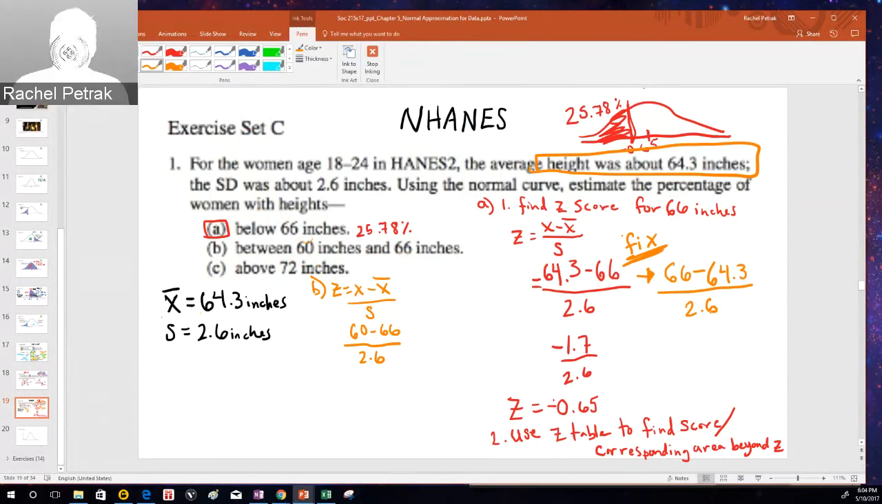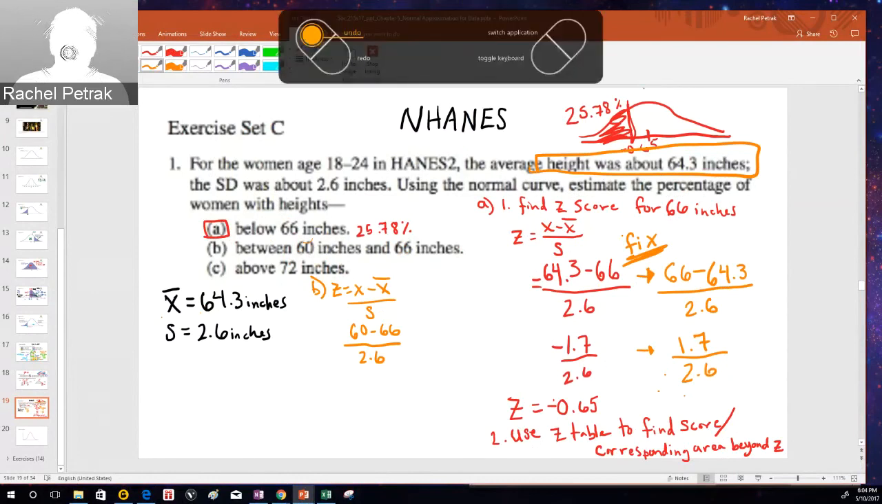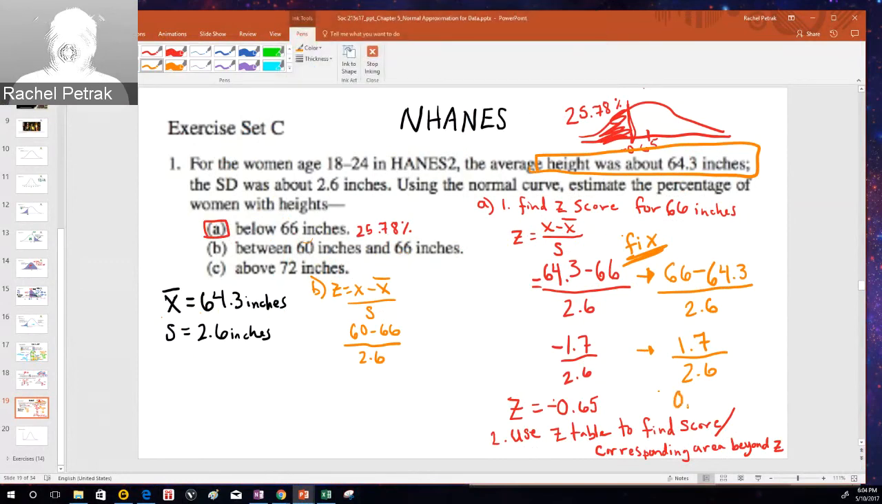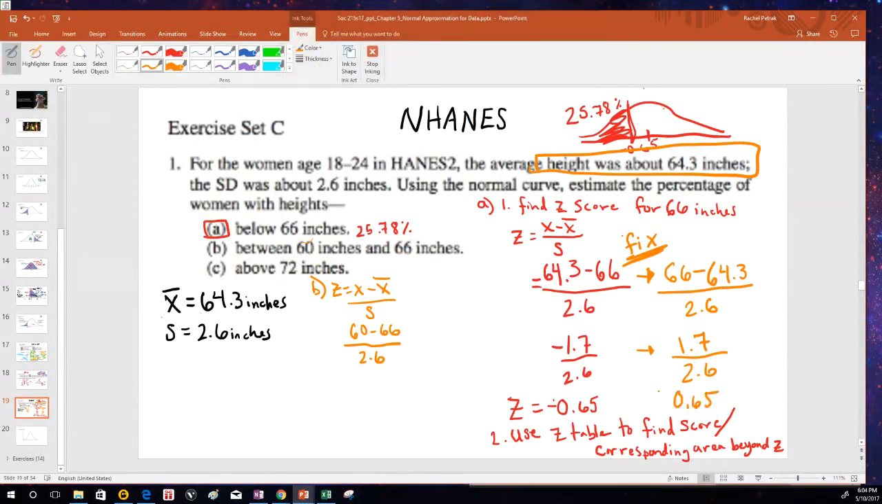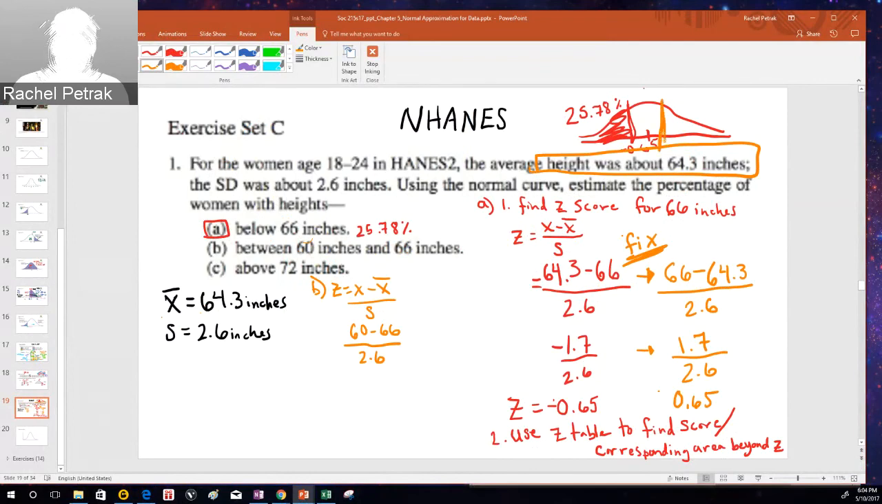And so similar issue here, we can just take our similar solution, 66 minus 64.3. It's 1.7. And that's what I meant by similar. It's going to be corresponding, so it's just a mirror image of it. So instead of being negative 1.7, it's 1.7 over 2.6. And we end up with a z equal to, not negative, equal to 0.65. And now we want the area below 0.65.